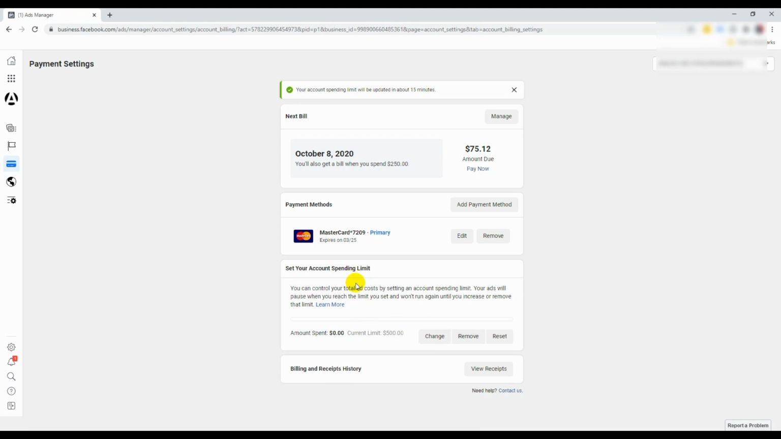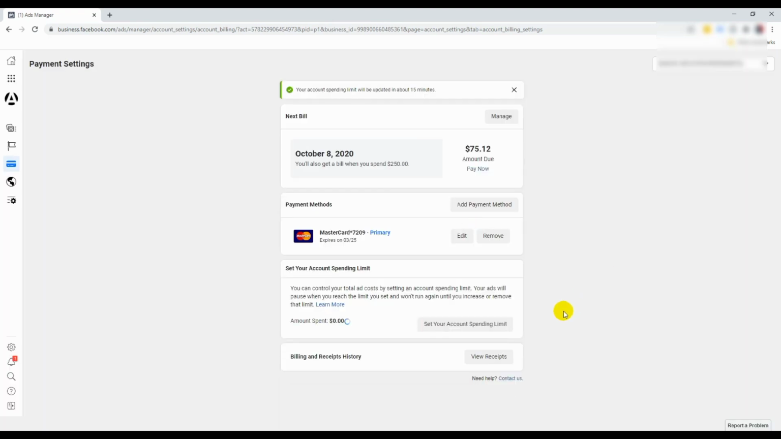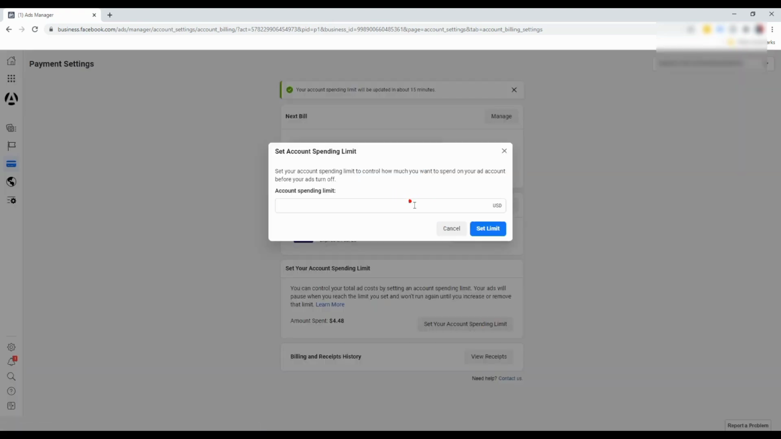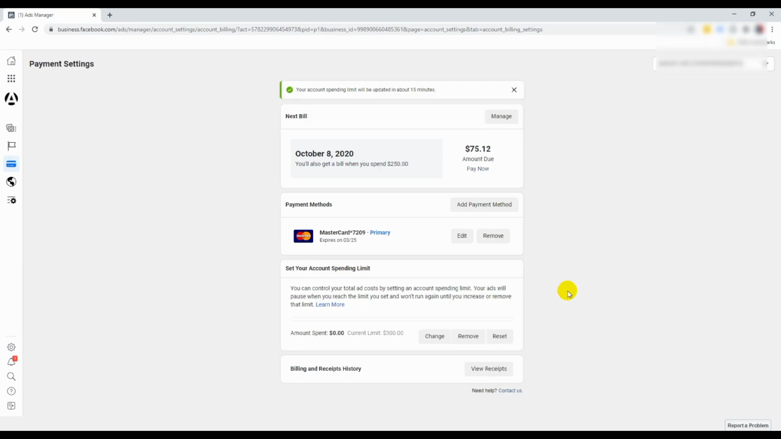And if you want to remove this limit for whatever the reason, you can click on remove. And we're back to the default. So with that said, I'm just going to change this back to $300 because that was the intended spending limit for this account. And there we go. We have just set up a security net in place for your ad spend with your credit card or debit card for that matter.